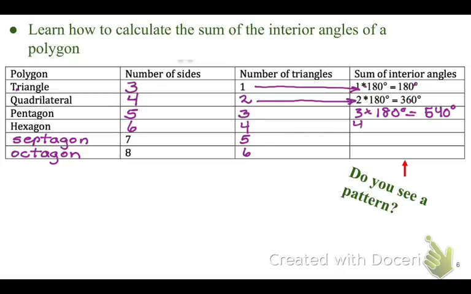Okay, 4 times 180 degrees for a hexagon is 720 degrees. Okay, 5 times 180 degrees equals 900. And 6 times 180 degrees equals 1,080 degrees. A lot of degrees.